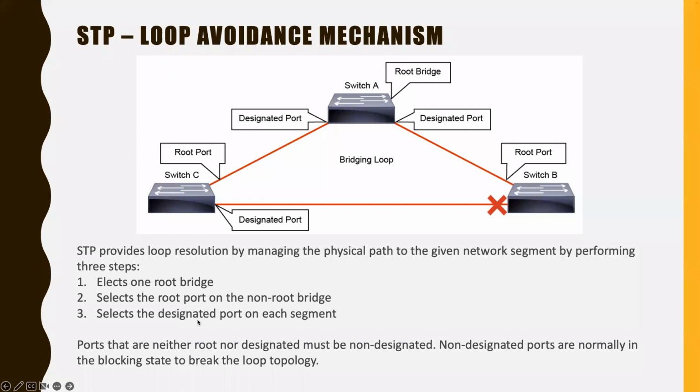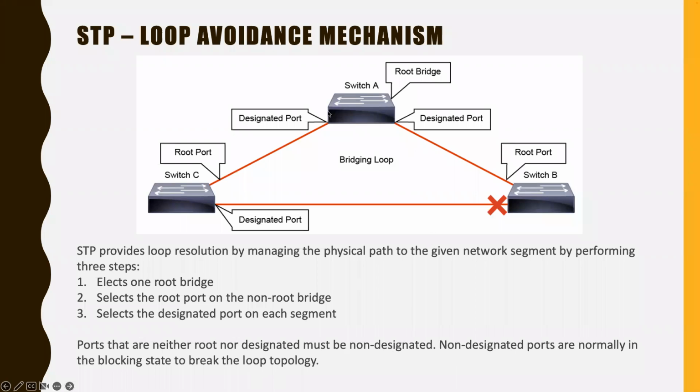The third thing is, on all the Ethernet segments, for example, the link connecting switch A to switch C is one of the Ethernet segments, we select a designated port. A designated port is one which will be in the forwarding state. And the port which is neither a root port nor a designated port will be designated as a non-designated port. Non-designated ports are normally in a blocking state to break the loop topology.